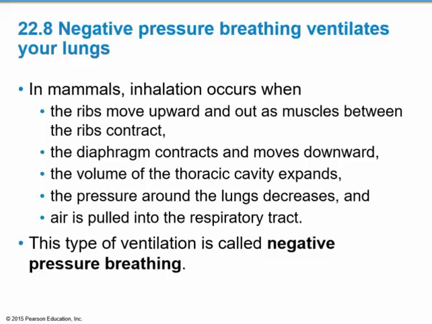All right, so when you inhale, the ribs move upward and out as the intercostals, the muscles between the ribs, contract. At the same time the diaphragm contracts and moves downward. What does this do? It expands the volume of the thoracic cavity, and that causes a decrease in pressure inside the lungs. By increasing the thoracic cavity, you decrease the air pressure below atmospheric pressure outside the lungs. So the air pushes its way in. This is called negative pressure breathing.